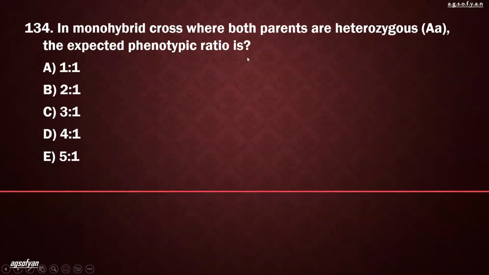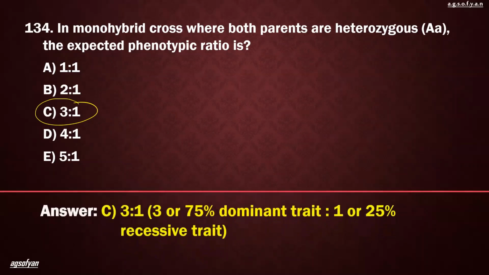In a monohybrid cross where both parents are heterozygous, the expected phenotype ratio is always 3:1. The dominant will be 3, the recessive will be 1. Just like the dark hair over there, 3 children with dark hair and 1 child blondie, always like that. That's the ratio for phenotype.